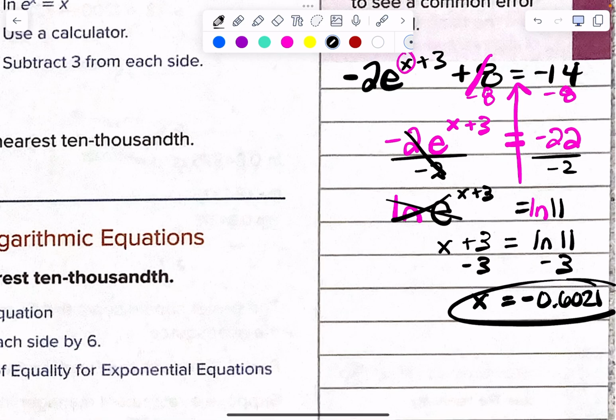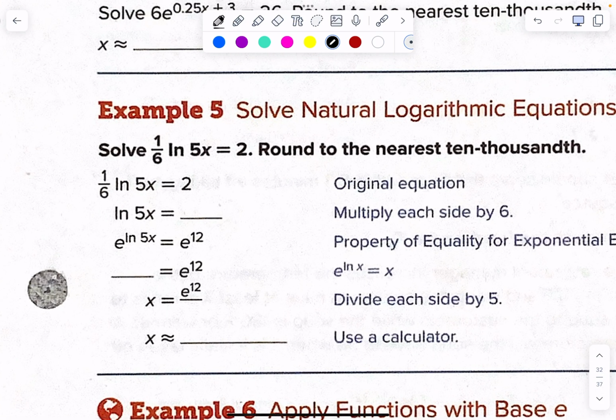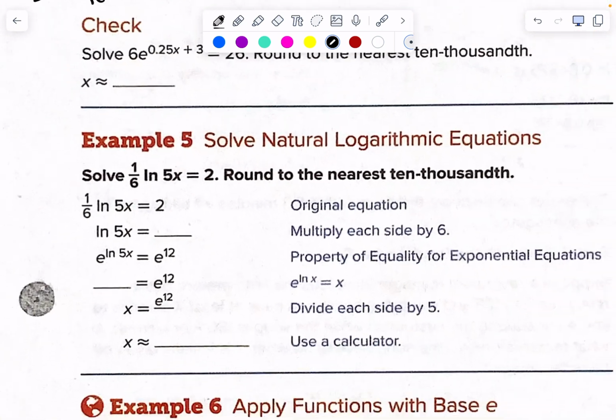Anytime you have an e and you want to get rid of it, do as much algebra as you can and then switch it, right? Or put an ln in front of both sides, okay? All right, here we go. Example 5. Last one. I'm going to do it over here.